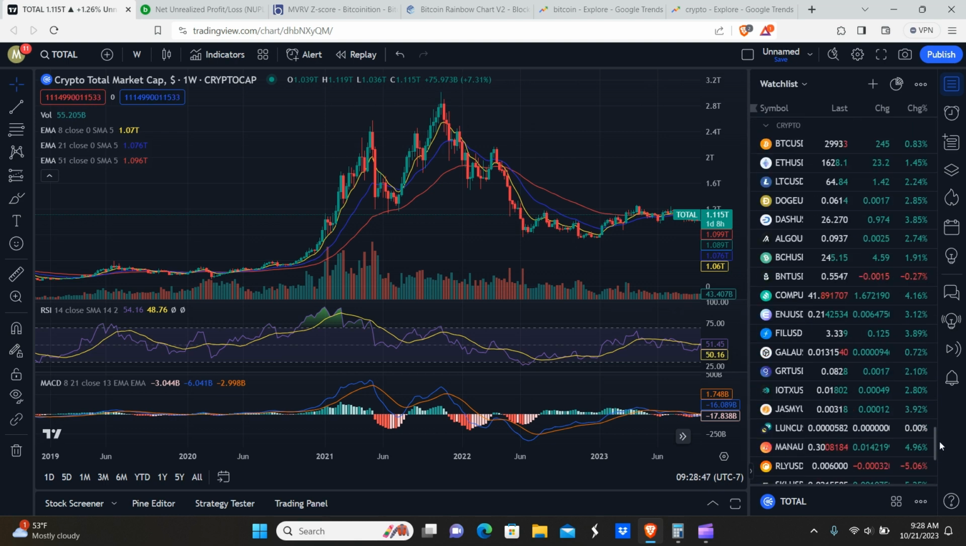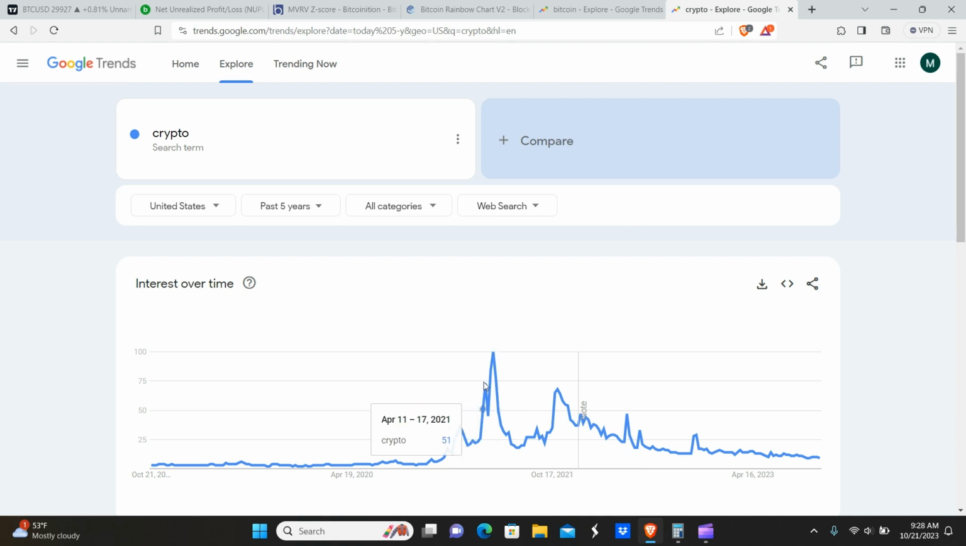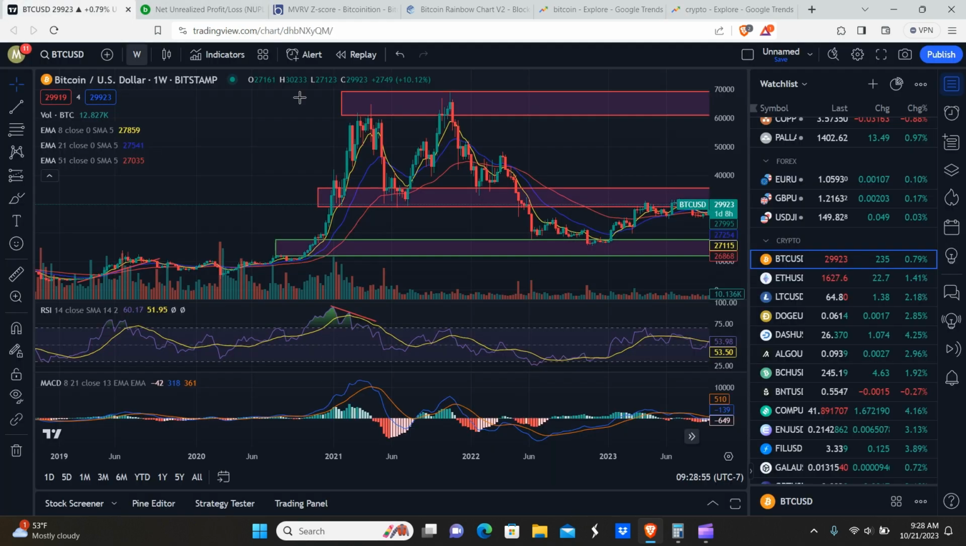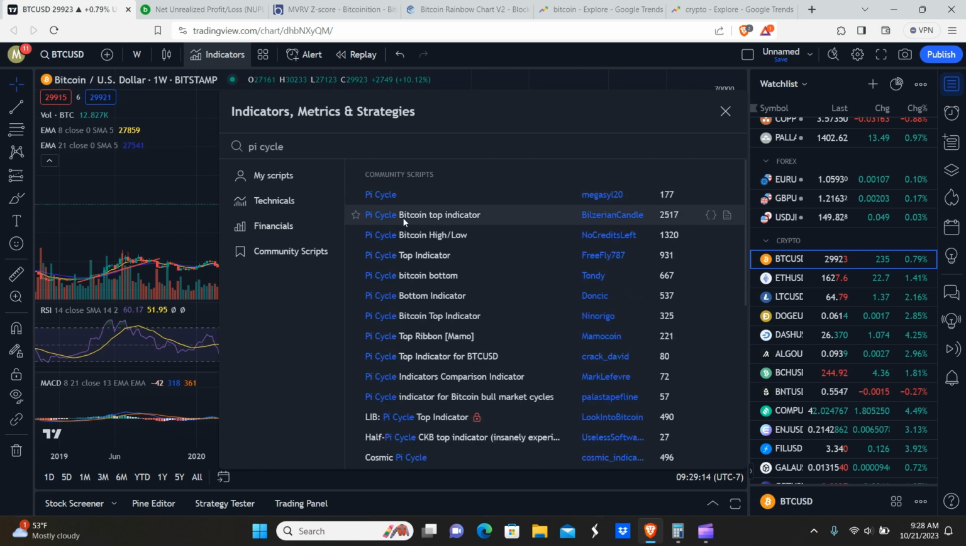Now, if we go back to the Bitcoin chart and try to compare the crypto trends with Bitcoin. So you got April, May, and November. You guys can see that that was actually a pretty good indication that the top was in on Bitcoin as well. Now, the last indicator that we want to take a look at here, we're actually going to have to look at this on the chart itself, is known as the Pi Cycle Bitcoin top indicator.